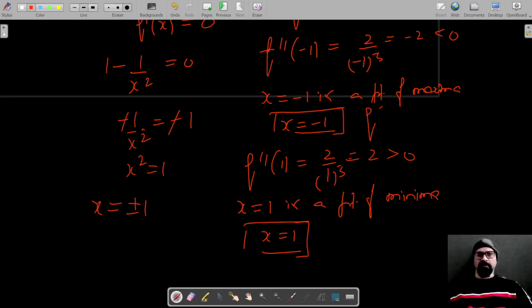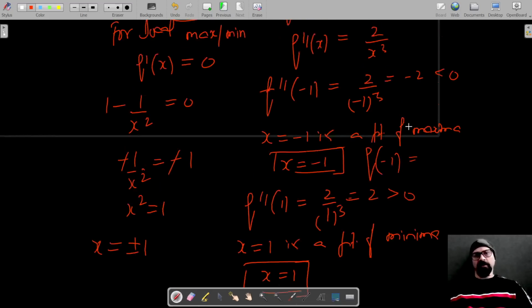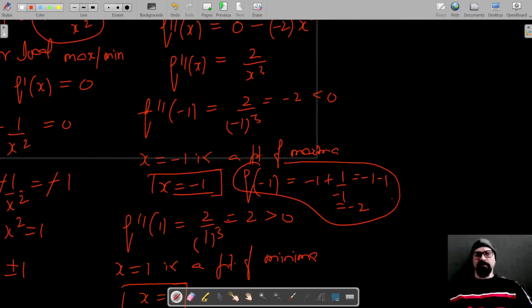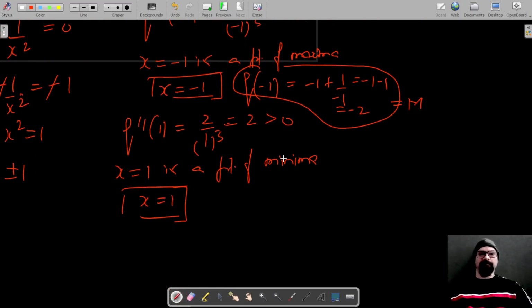So the value of the function at -1 is -1 plus 1 upon -1, which is -1 minus 1, equal to -2. So this is the local maximum value, which is equal to M. So our M is -2. And let's find the value of the function at x is equal to 1, which will give us the local minimum value. So 1 plus 1 upon 1 gives us 2. So this is the local minimum value.